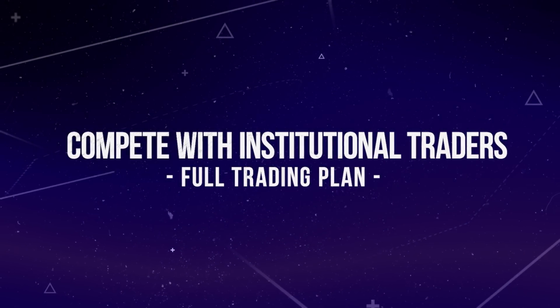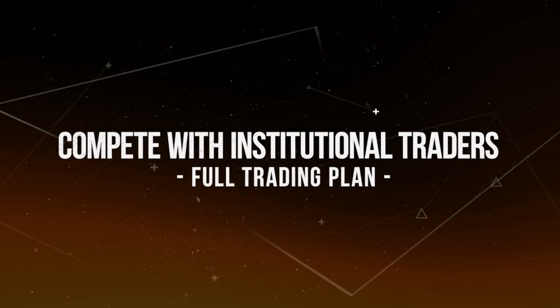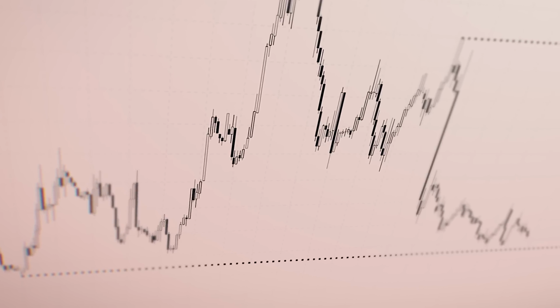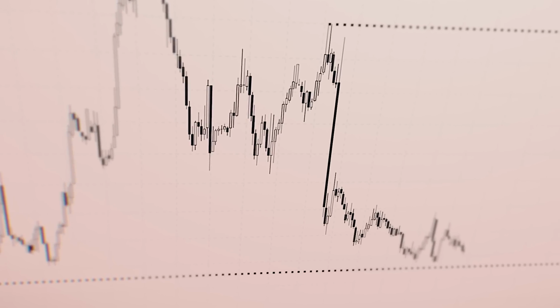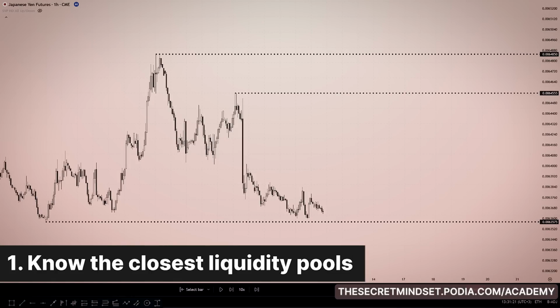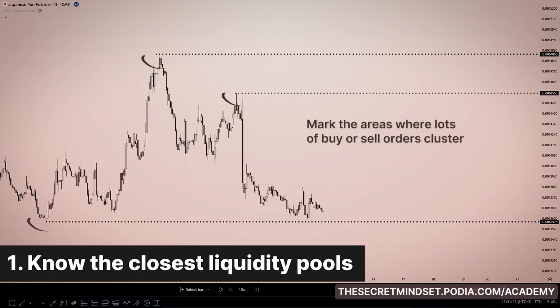Retail traders like you and me can level the playing field by using liquidity analysis to compete with institutional traders. Here's how. Know the closest liquidity pools. Mark the areas where lots of buy or sell orders cluster. When price hits these spots, it often bounces or breaks through fast. You need to be ready for both scenarios.